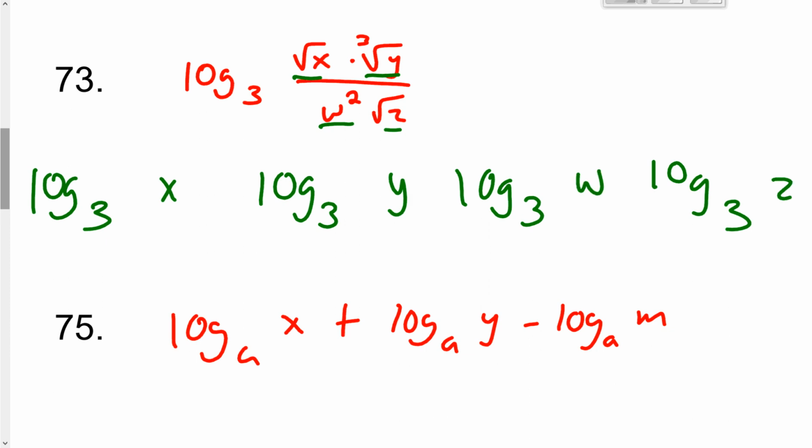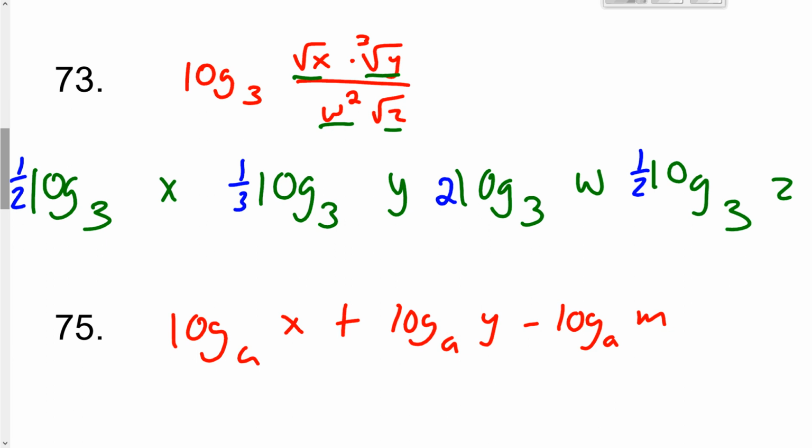Now what powers are they being raised to? Well, x is square rooted, so that's to the 1/2, so we can put that 1/2 out in front of that log of x. And then y is being cube rooted, so that's 1/3, so I can put 1/3 in front of that log of y. W is being squared, so I can put a 2 out in front of the log of w, and then z is also being raised to the 1/2, so I can put a 1/2 in front of the log of z.